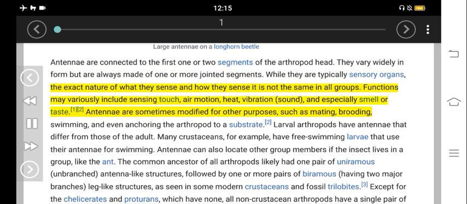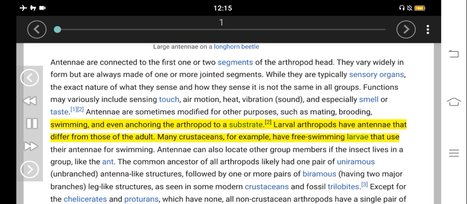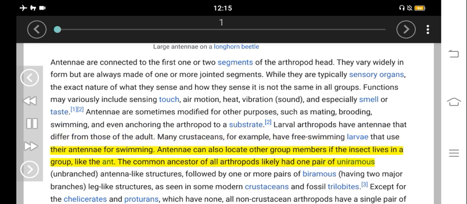Functions variously include sensing touch, air motion, heat, vibration, sound, and especially smell or taste. Antennae are sometimes modified for other purposes, such as mating, brooding, swimming, and even anchoring the arthropod to a substrate. Larval arthropods have antennae that differ from those of the adult. Many crustaceans, for example, have free-swimming larvae that use their antennae for swimming. Antennae can also locate other group members if the insect lives in a group, like the ant.